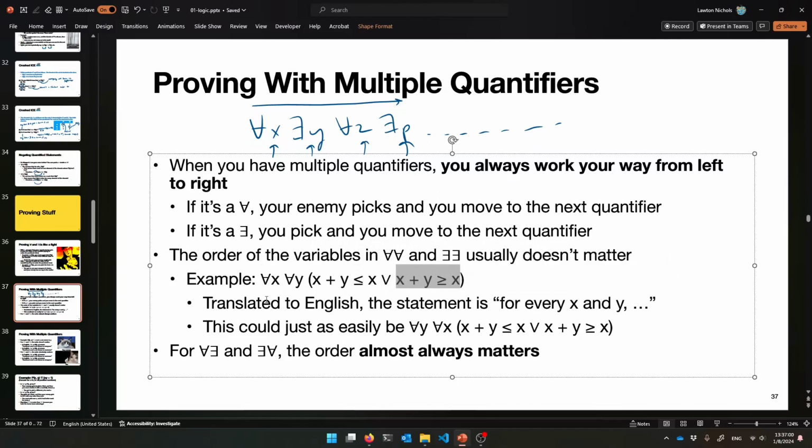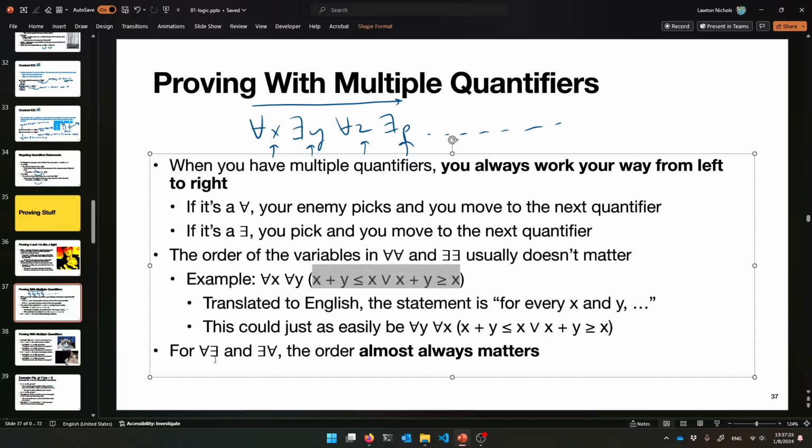All right, so translated to English, do you see how I'm trying to say that? For every x and y at the same time, either this is true or this is true. You don't have to really worry about what's inside. Do you see how this could have just as easily been this guy, like for all y first? It doesn't really matter, right? Because your enemy's picking twice. So for all y and x, or for all x and y, this stuff is true.